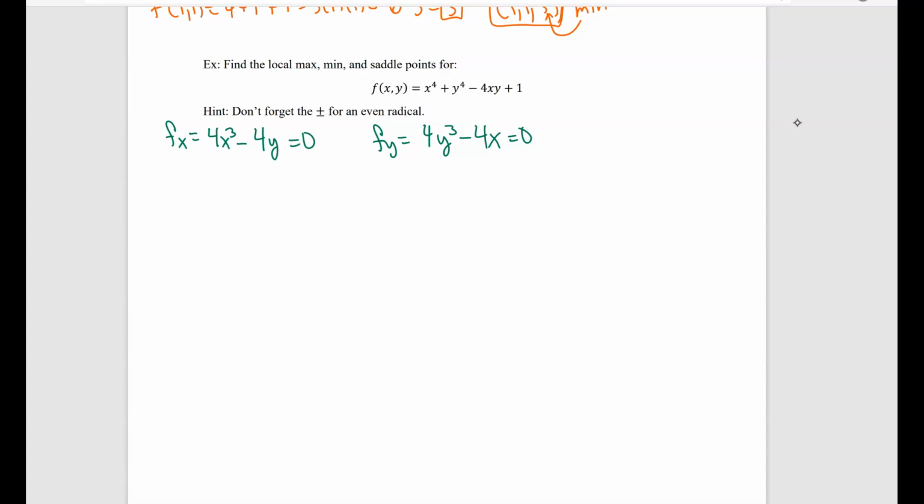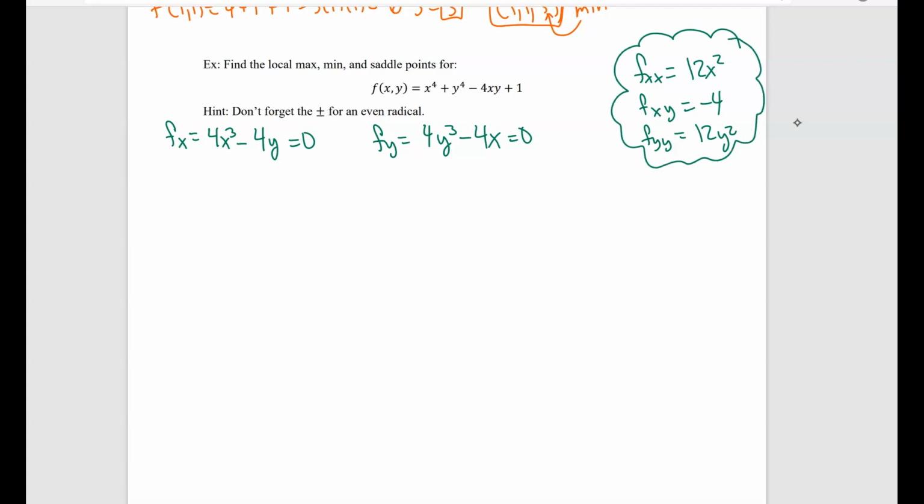All right. I'm going to get our mixed partials, our second partials ready. So f sub xx is going to be 12x squared. F sub xy would be negative 4. And f sub yy is going to be 12y squared. So I'm going to get these ready, put them on the side. All right, and now let's solve the system of equations. So the first thing I'm going to do is move the 4y over, so I get 4x cubed equals 4y. So you get y equals x cubed.